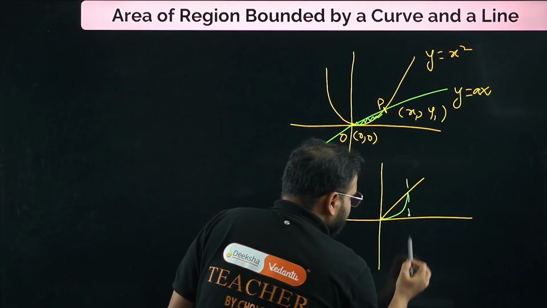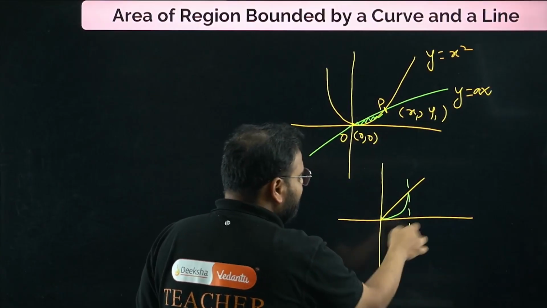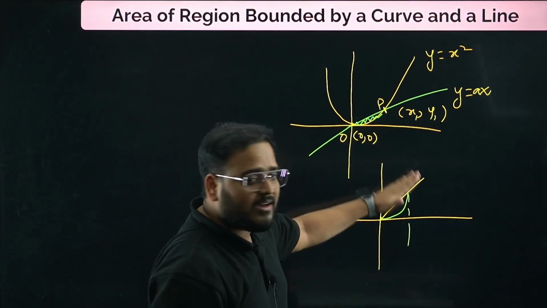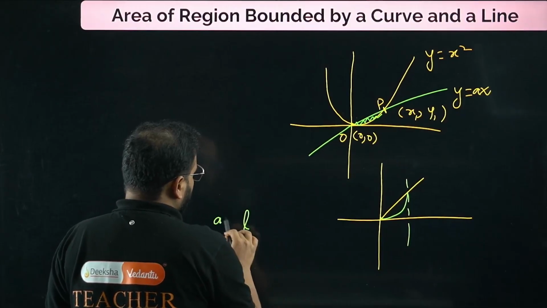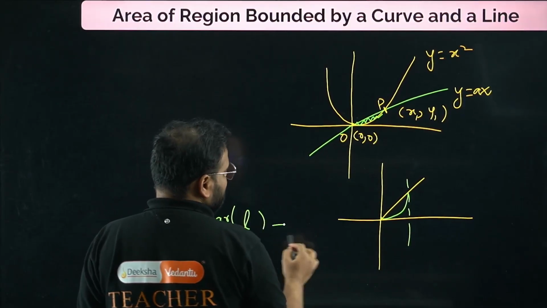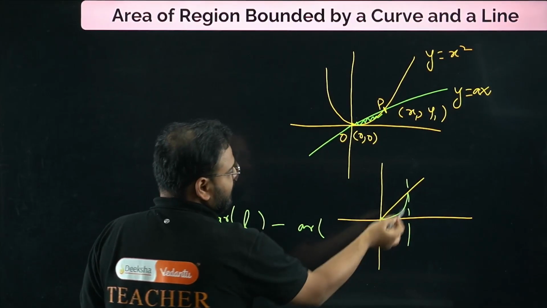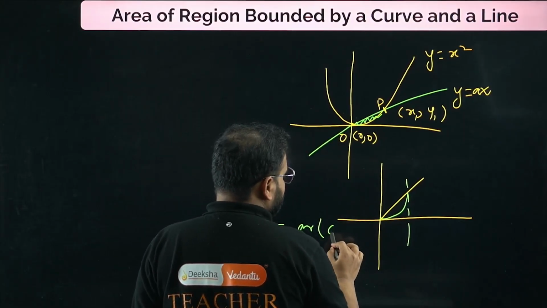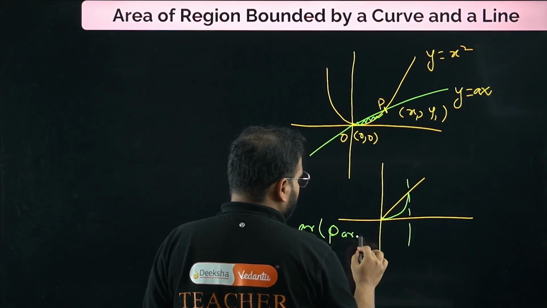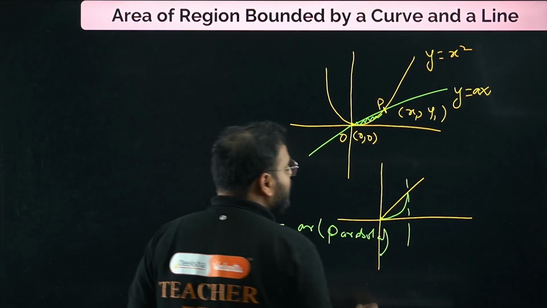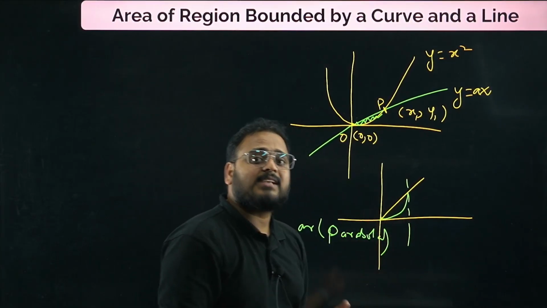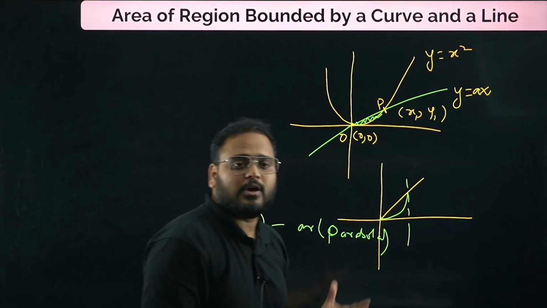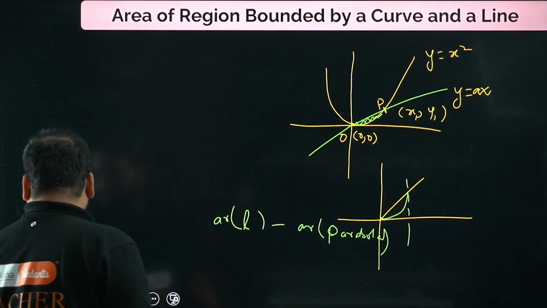From the total triangle area, you take the area under the line, minus the area under the curve. Which curve is that? The parabola. You're going to find the area under the straight line and subtract from it the area under the parabola. You're going to get the required area.